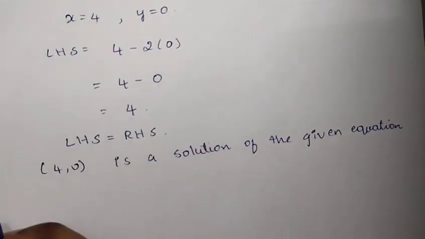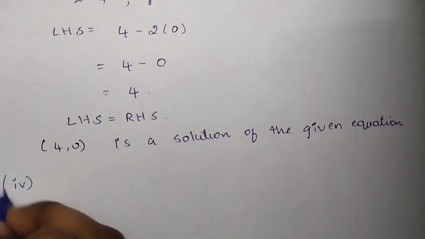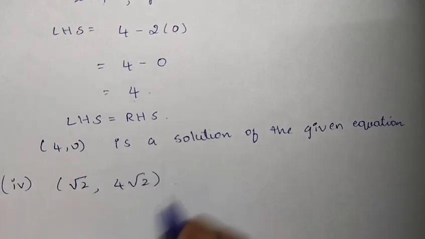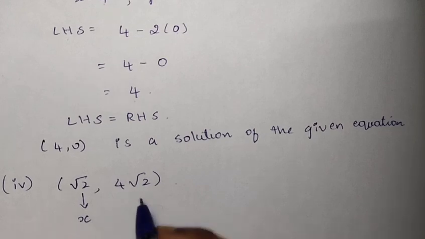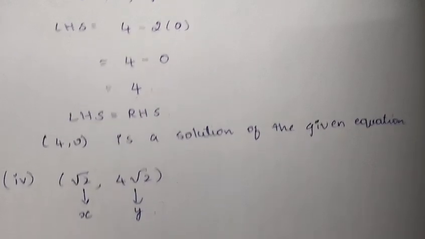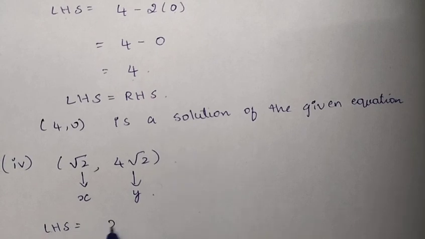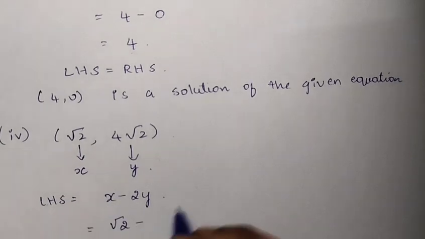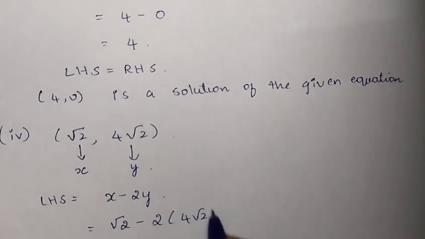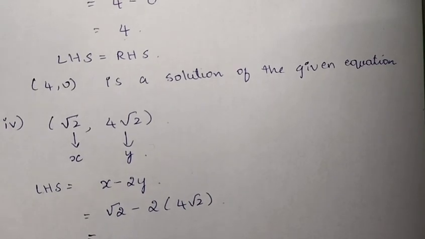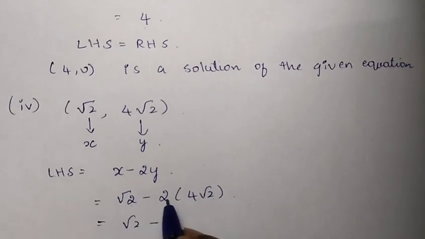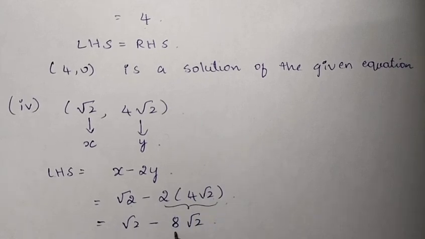Now the next one, the fourth sub question. The fourth sub question given is root 2, 4 root 2. Here root 2 corresponds to the value of x and 4 root 2 corresponds to the value of y. So LHS is equal to x minus 2y. I can substitute the values and write this as root 2 minus 2 into 4 root 2. Very simple, students. No need to get scared as we have irrational numbers here. It is very easy to simplify. So root 2 minus 2 into 4 gives us 8 into root 2. If I multiply this term, it will be 8 root 2.